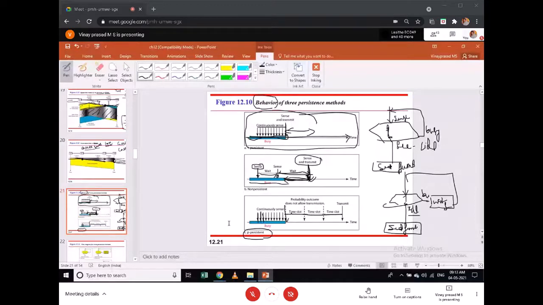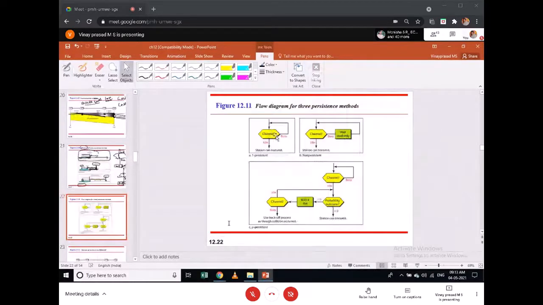Let me show you the flowchart. Okay, this is the flowchart. In one persistence, the channel is continuously sensed. If it is busy, you check continuously. If it is idle, then you can transmit. For non-persistence, the channel is checked. If it is busy, wait randomly. Again you sense. If it becomes idle, then you can transmit the data.